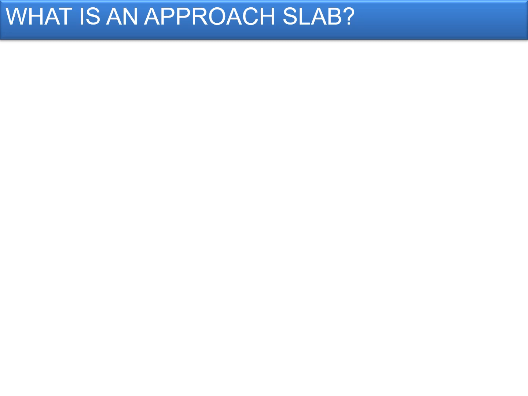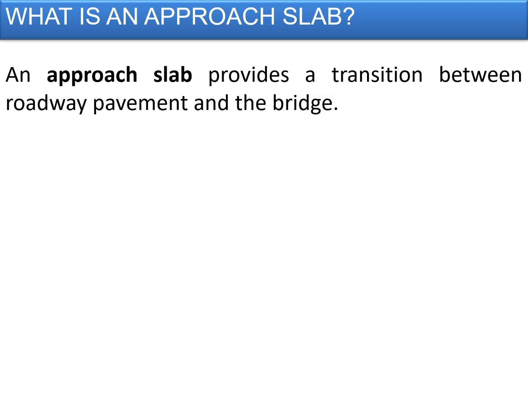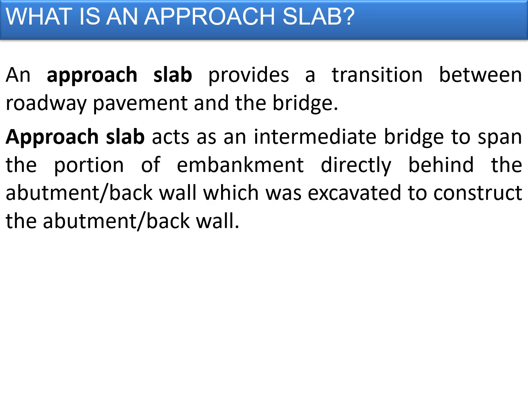An approach slab provides a transition between the roadway pavement and the bridge. This generally gives a filling between the bridge part and the road which is connecting towards the bridge. The approach slab acts as an intermediate bridge to span the portion of the embankment directly behind the abutment or the back wall, which was excavated to construct the abutment or the back wall.